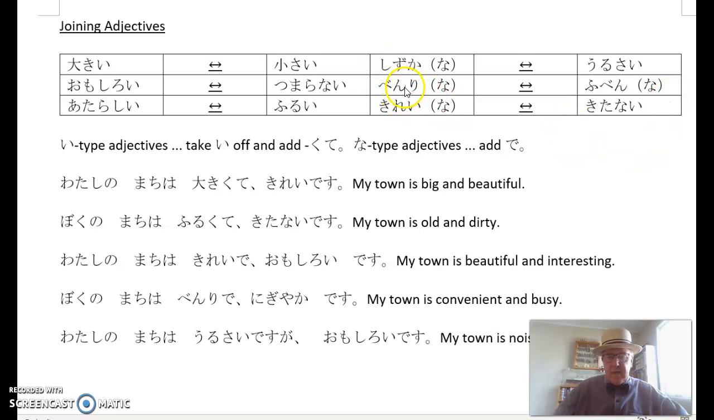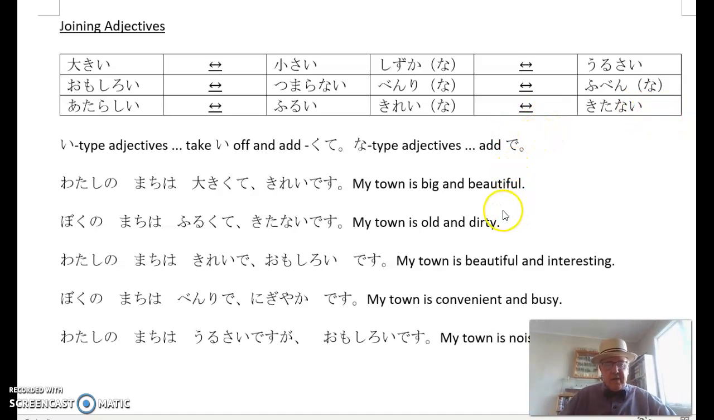Or benri for convenient, fuben for inconvenient. Benri de fuben desu. Or kirei for beautiful and kitanai for dirty. Kirei de kitanai desu. Of course, kirei can also mean clean, and in this sense it is the opposite of dirty. So kirei de kitanai desu.